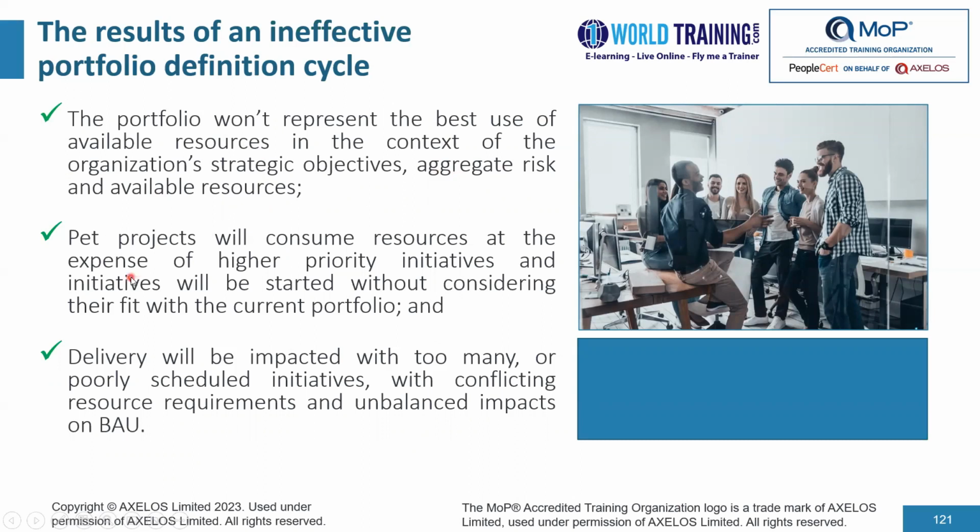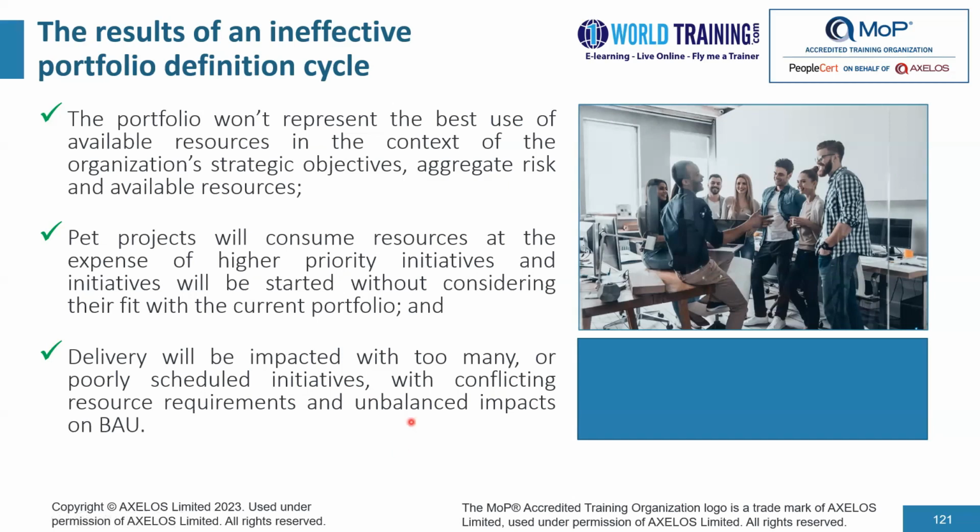Another area of ineffectiveness is pet projects will consume resources at the expense of higher priority initiatives, and initiatives will be started without considering their fit with the current portfolio. And finally, the last area of inefficiency is the delivery will be impacted with too many or poorly scheduled initiatives with conflicting resource requirements and unbalanced impacts on BAU. We looked into the results of an effective and ineffective portfolio definition cycle. Let's jump into the practices of the portfolio definition cycle.